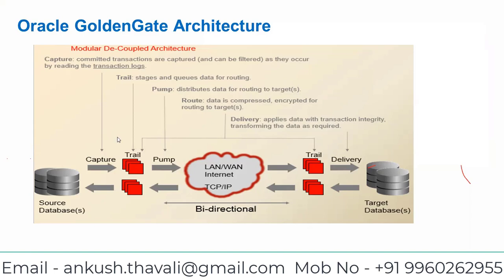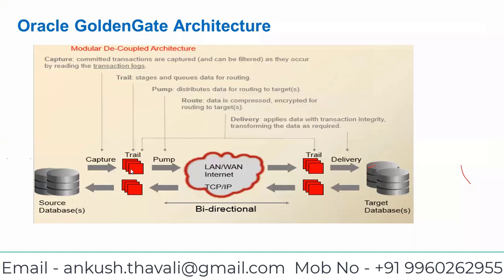Now, if you see here, guys, there are three Golden Gate processes involved in this replication: capture process, pump process, and delivery process. Each process has a source to read from and a target to write to. So capture process source is transaction logs of database. Target is local trail. Pump process source is local trail. Target is remote trail. Delivery process source is remote trail. Target is target database. So each process in Golden Gate has a source to read from and a target to write to. And each process in Golden Gate is independent of each other.